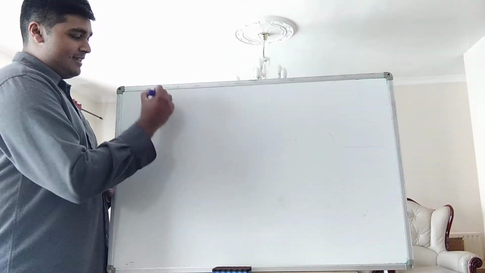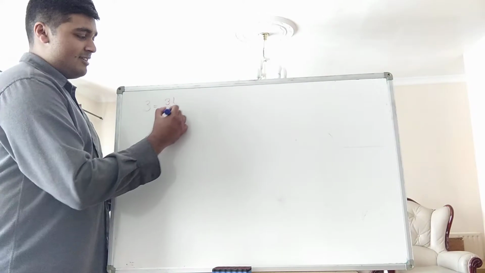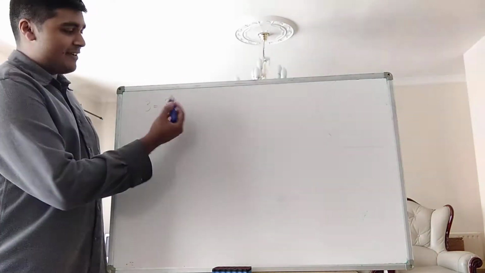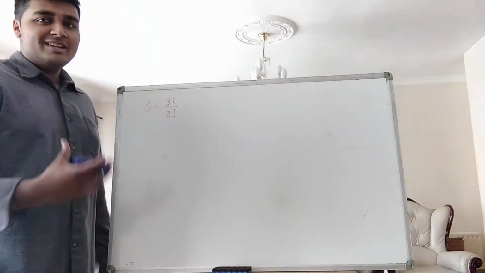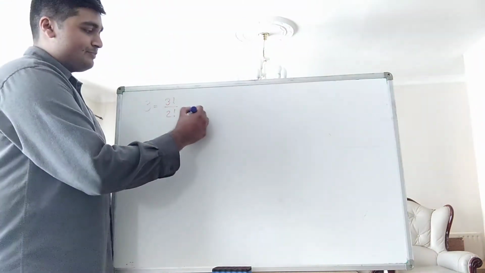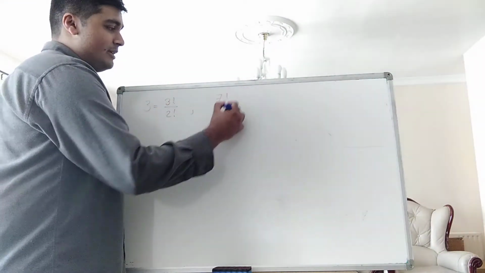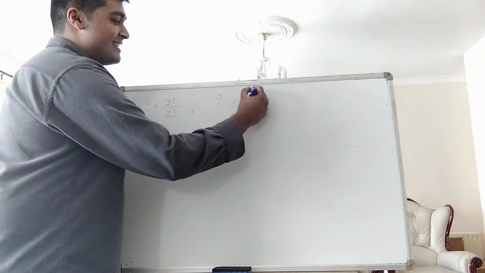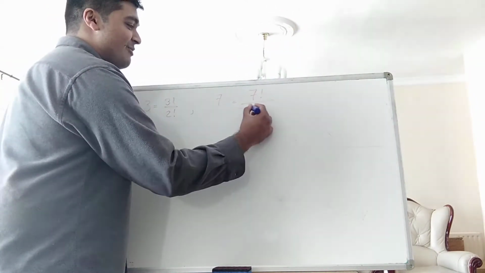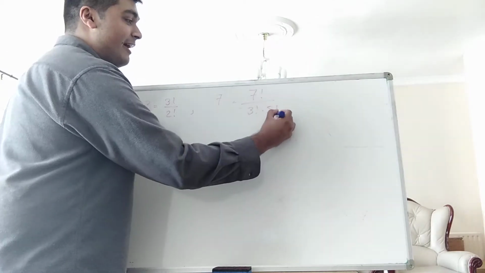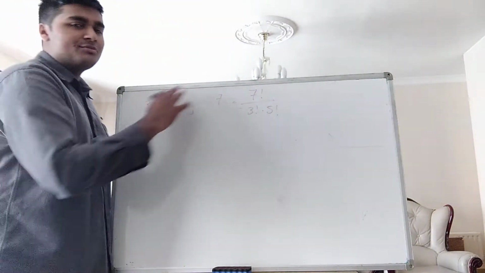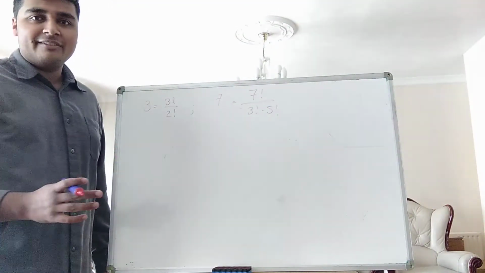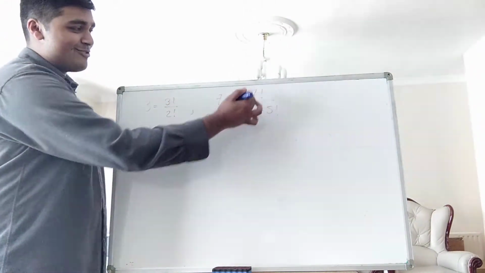3, that's the same as 3 factorial over 2 factorial. Okay, 3 factorial is 6, 2 factorial is 2, 6 divided by 2 is 3. And 7, that's the same as 7 factorial over 3 factorial times 5 factorial. Again, also should note that these are all of the desired form, prime, prime, prime, prime, prime. Okay?